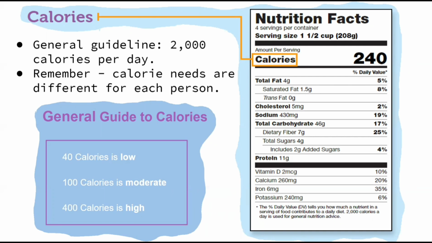On the nutrition label, the 2,000 calorie a day is used as a general guide for nutrition advice. 40 calories per serving of an individual package is considered low. 100 calories per serving is considered moderate, and 400 calories is considered high.